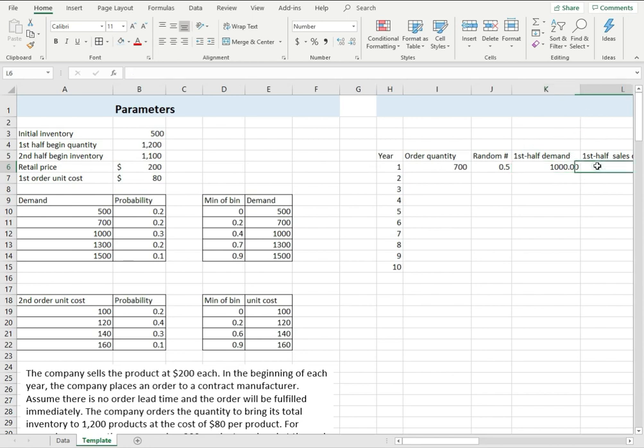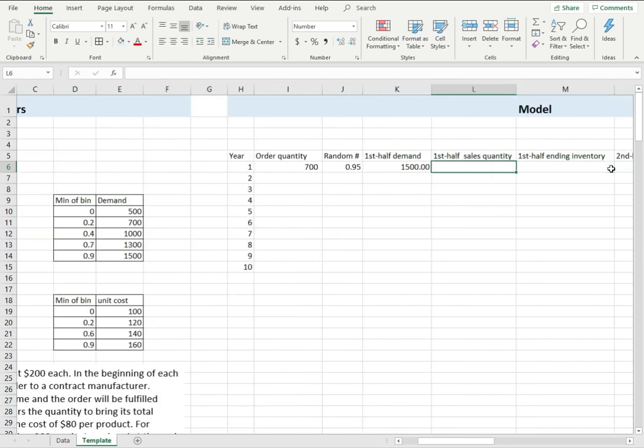And what is our sales quantity? Well, remember, your sales quantity is not necessarily your demand. What if your demand is higher than your available inventory? For example, if the random number is 0.95, not 0.5, in this case, you cannot fulfill all the demand. Your actual sales quantity is only 1,200. You have 300 units of lost sales. So what should we do now?